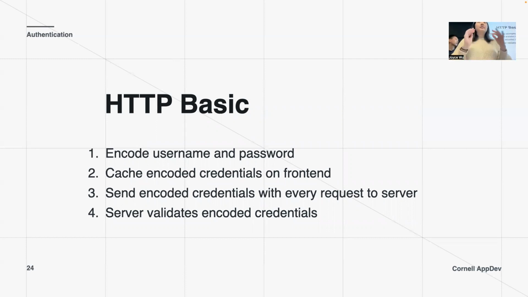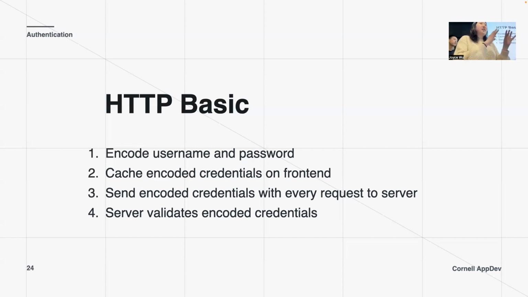So how HTTP basic works is whenever you're registering or logging in as a user, the front end takes the username and password that you input and encodes it. Encoding is basically taking a string and adding a bunch of complex things, so it's more secure. And then you cache the encoded credentials on the front end, and caching is basically just storing it short term on the front end side.